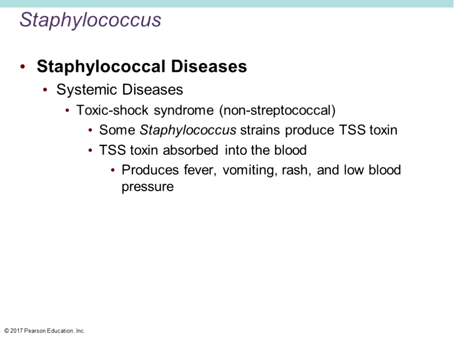Now, as we said before, if it goes deeper, then it has gone systemic. Systemic disease means that it's no longer just on the surface, it's now in the bloodstream. One of the most talked about systemic staphylococcal diseases is toxic shock syndrome, and that's really non-streptococcal. When strains of Staphylococcus produce a toxic shock syndrome toxin, they can grow in a wound or in a vagina that's been abraded. For women that use tampons, we saw lots of this happening in the 70s or 80s because they were making tampons much more absorbent.